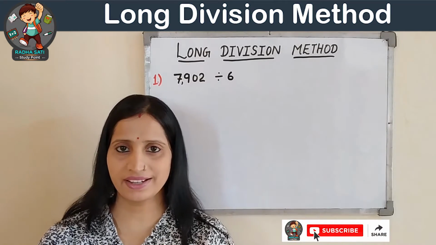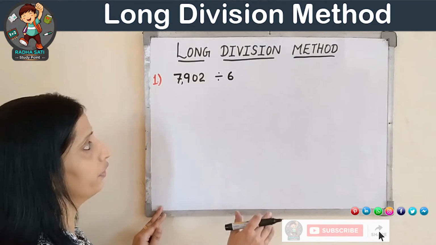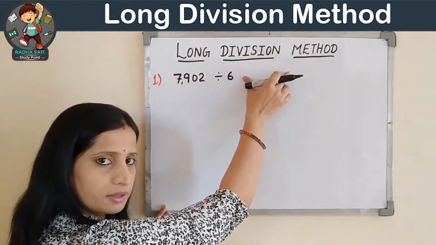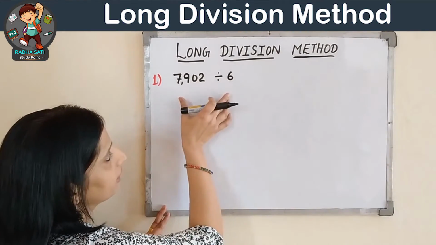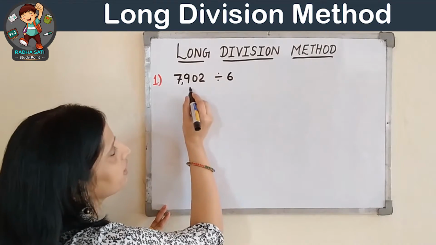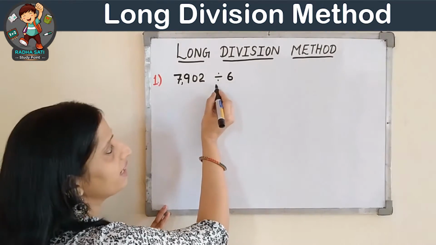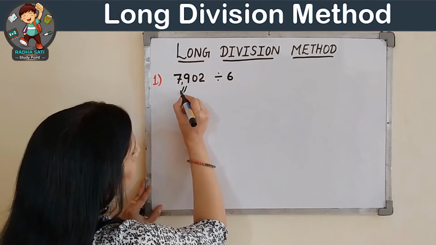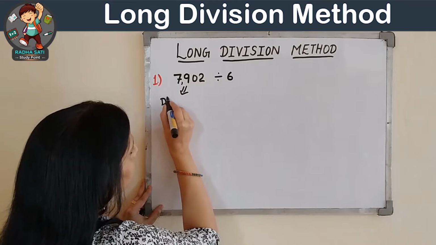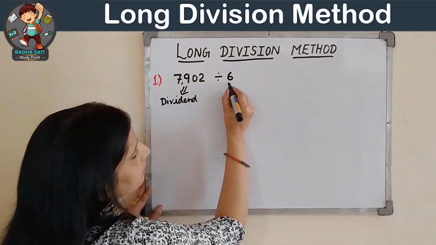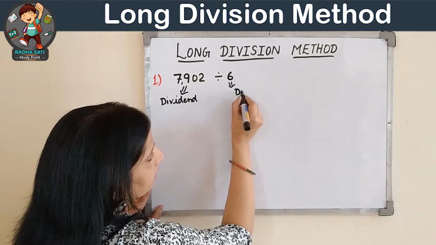Students, welcome back. So today in this video we will do some division sums by using long division method. So here is one example. The question here is 7902 divided by 6. In this question, this is our dividend and 6 is our divisor.